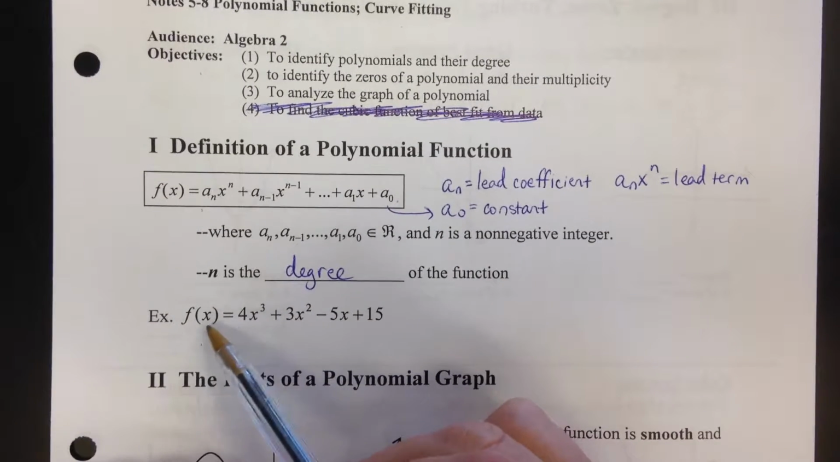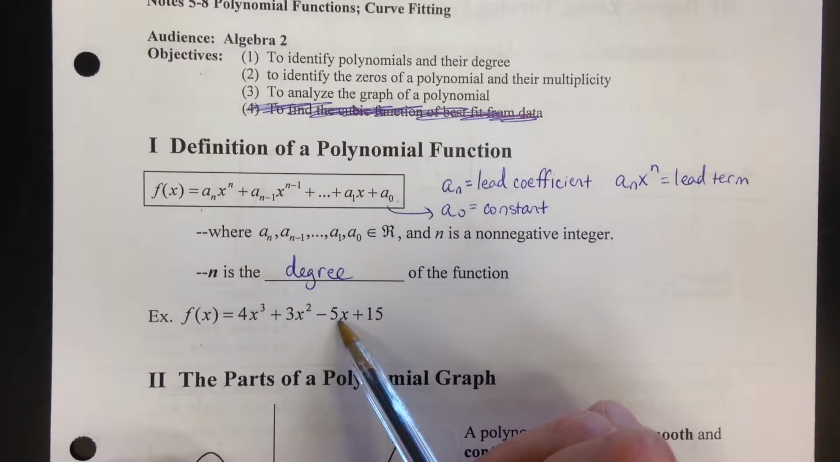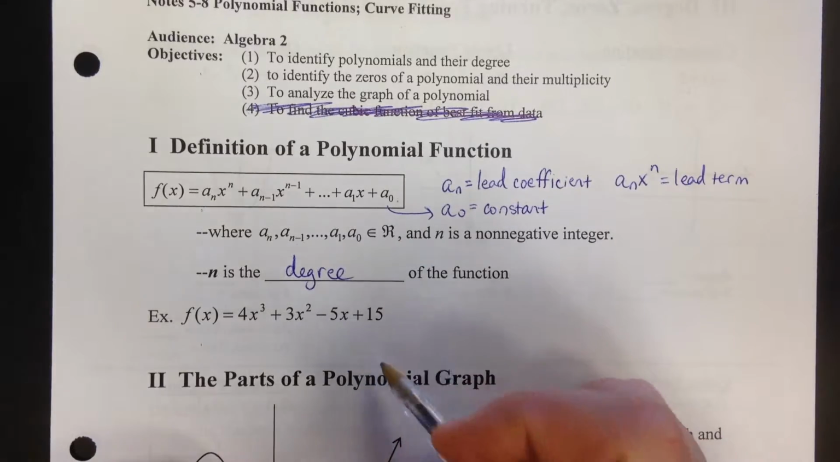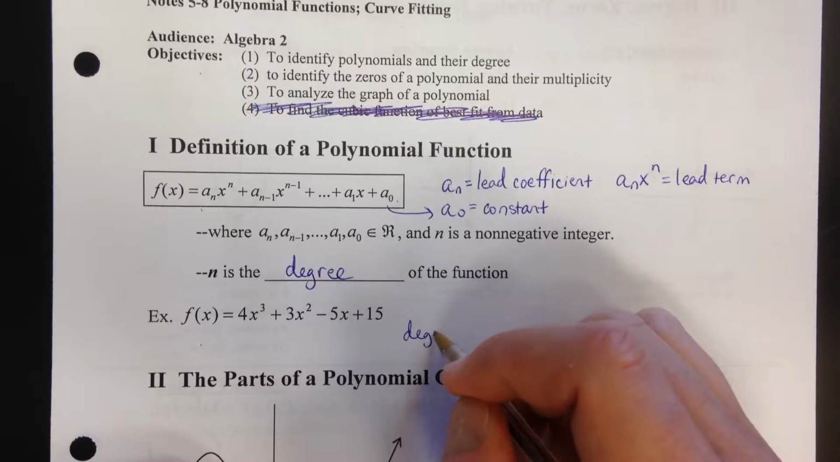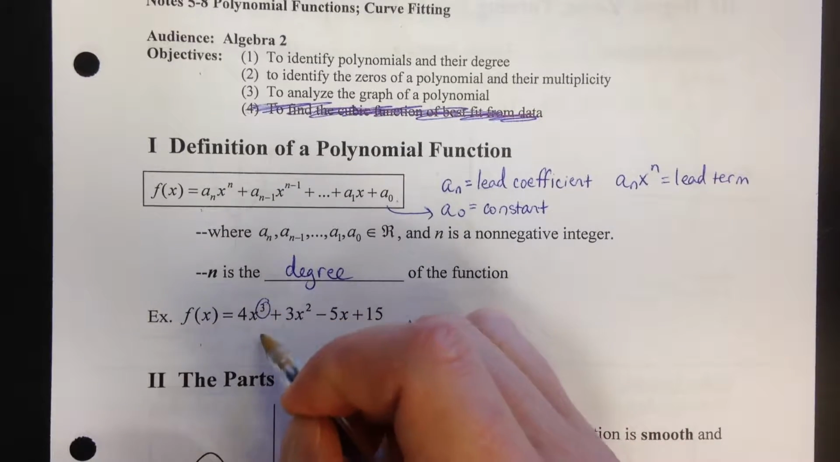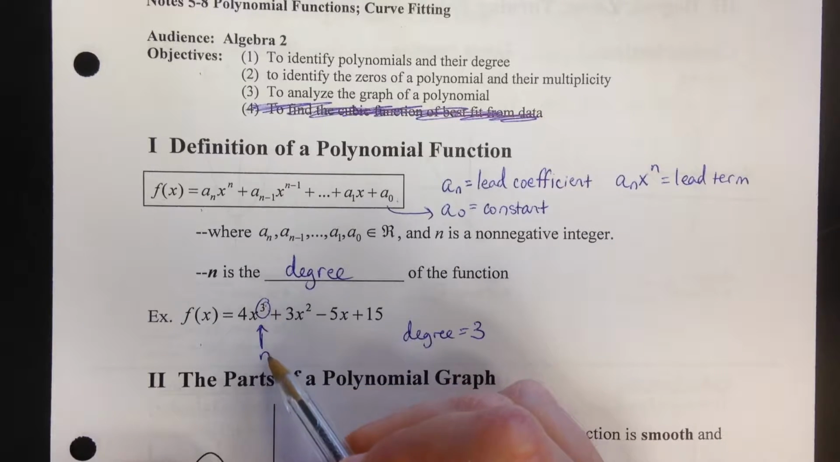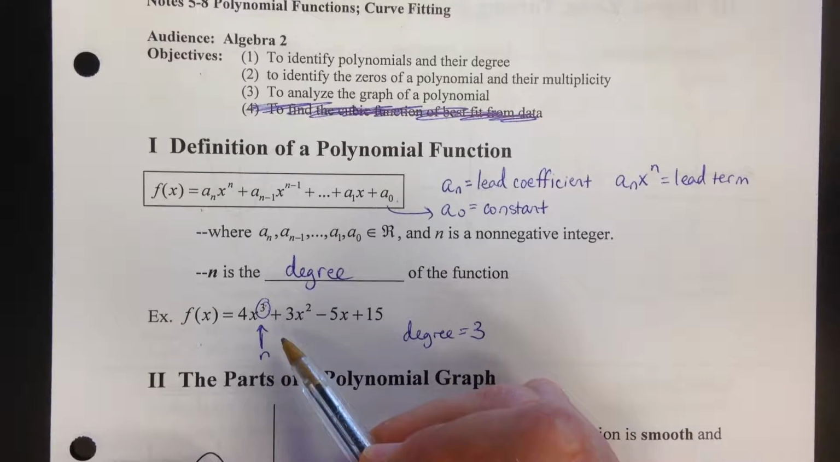So as an example, f of x equals 4x to the third plus 3x squared minus 5x plus 15. The degree of the function is 3. That's the highest exponent. So that right there, that x to the third, that exponent is your n. Okay, so that's the degree.